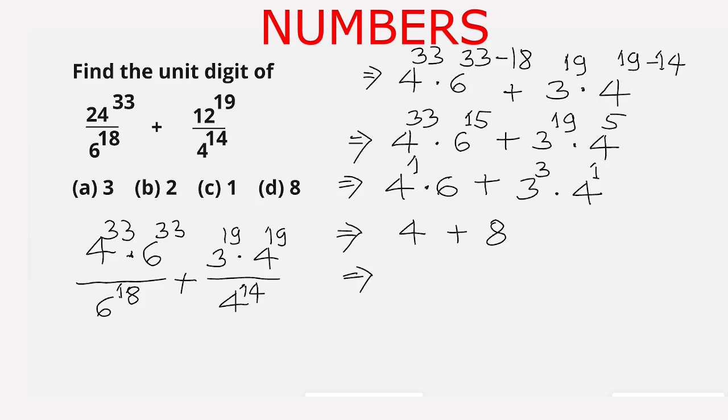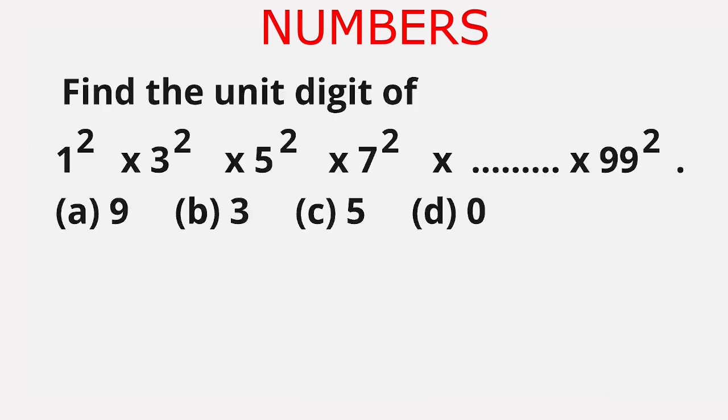So this gives ones place digit 4 plus 8 is 12, and in 12 the ones place digit is 2. This way we can easily find the ones place digit. From the given options, our answer is option B, 2. I hope you have understood the method of solving such type of question. We go to the next question.